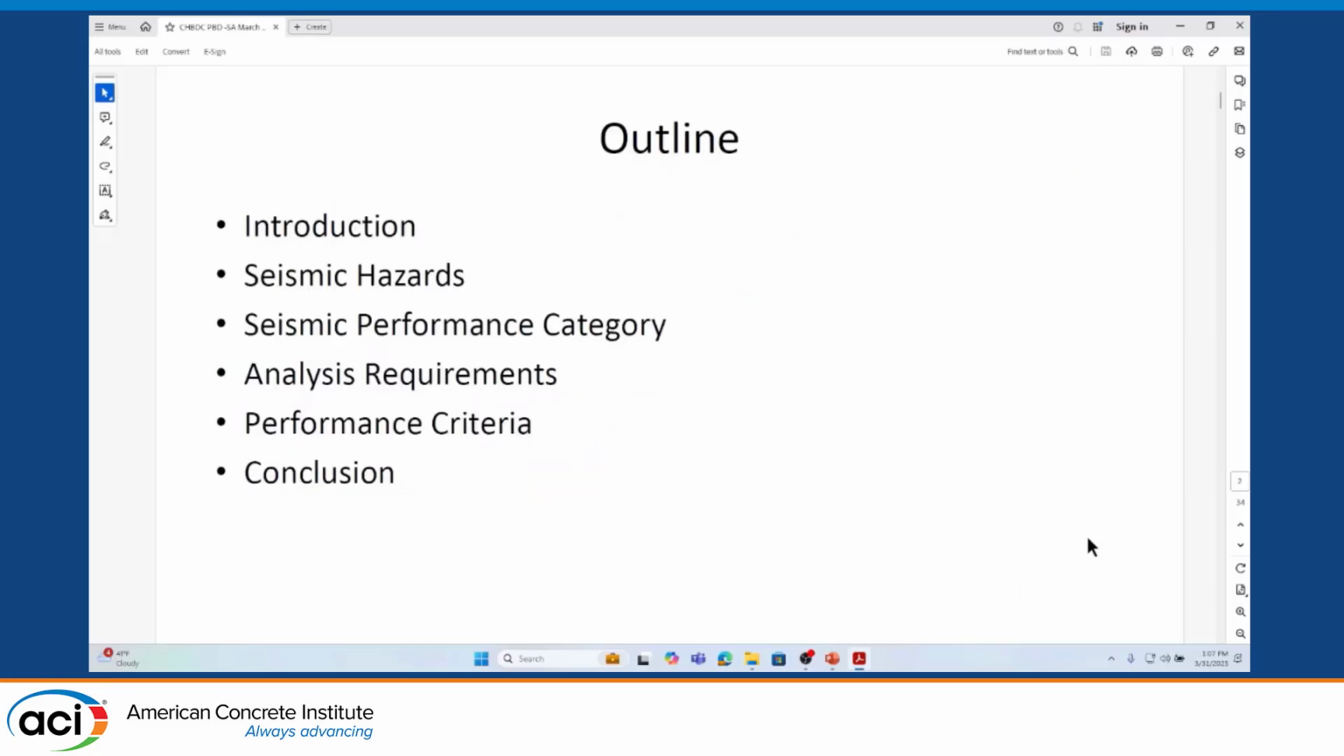So this is the outline. I'll give you a brief introduction, talk about seismic hazards defined in the Canadian Highway Bridge Design Code, and then I'll briefly introduce the seismic performance categories and their analysis requirements. Then I will talk in more detail about the various performance criteria and their respective damage states, and finally the conclusion.